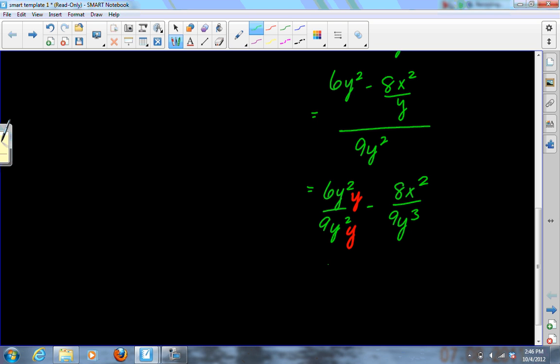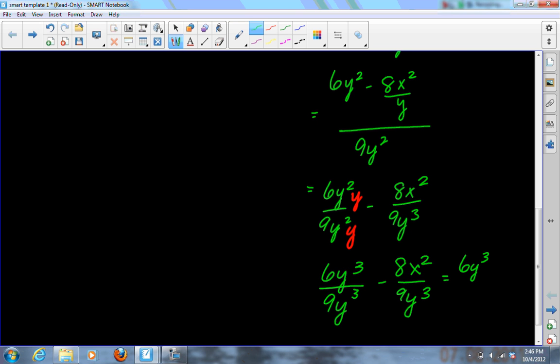So now I have 6y cubed over 9y cubed (that would have actually reduced) minus 8x squared over 9y cubed. It's a good thing we did not reduce this, because now we have a common denominator. Combine your tops, 6y cubed minus 8x squared over 9y cubed, and there's your answer.